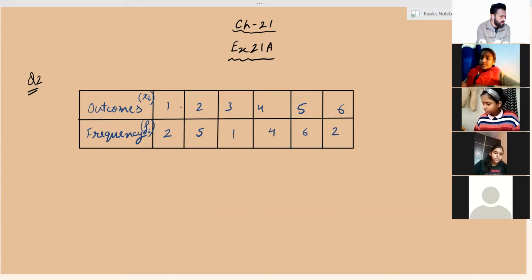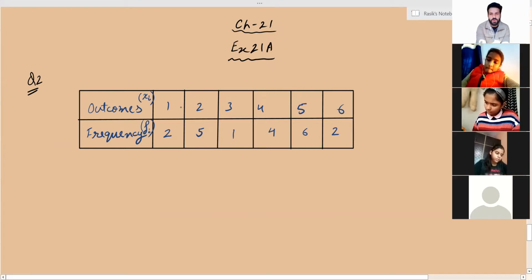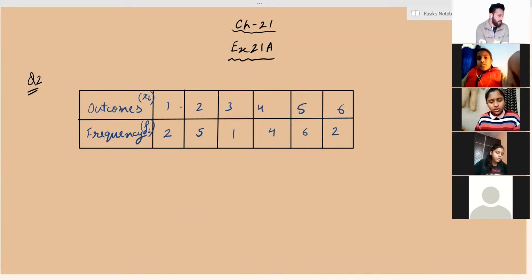Second one, data obtained in the dash form is called raw data. The original form. Data obtained in the original form is known as raw data.